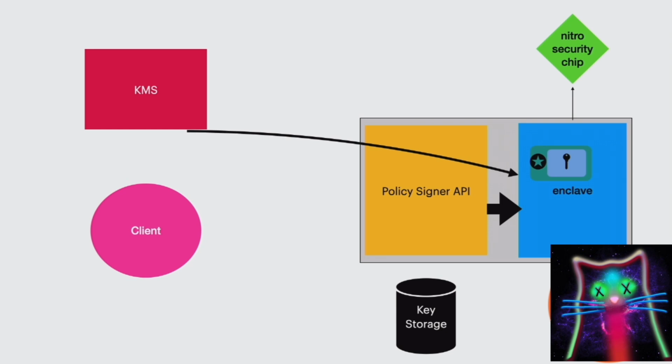So this is a way that you can shuttle this very sensitive signing key across the network and across untrusted network boundaries without anybody seeing it except for the enclave. And now you have your key, you start taking requests.